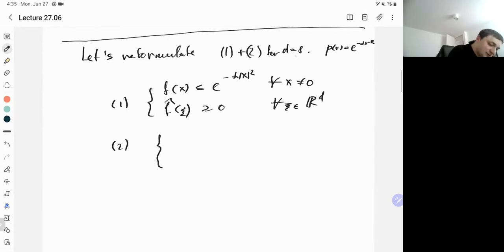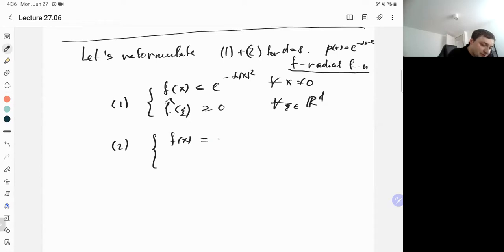I said functions, but let's just say f is a radial function. And in principle, none of the conditions are radially invariant, so this is not restricting anything at all. So maybe I'll explain a little bit more later. So we also want this to happen whenever x is in the E8 lattice.